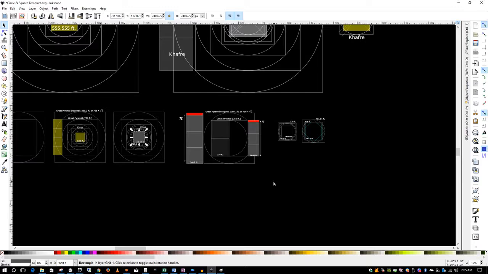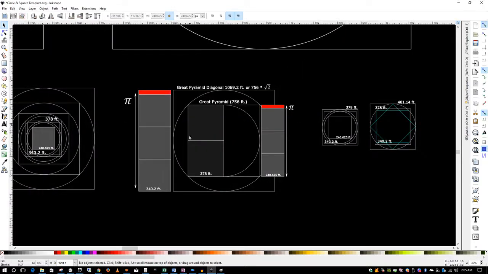So as you can see, as you move down this thing, 340.2 times pi is equal to the Great Pyramid's diagonal, which is 1069.2, whereas the 240.625 multiplied times pi, which is inside of that, is equal to the 756 number. The 378, which we saw right here, times 2 is equal to 756.